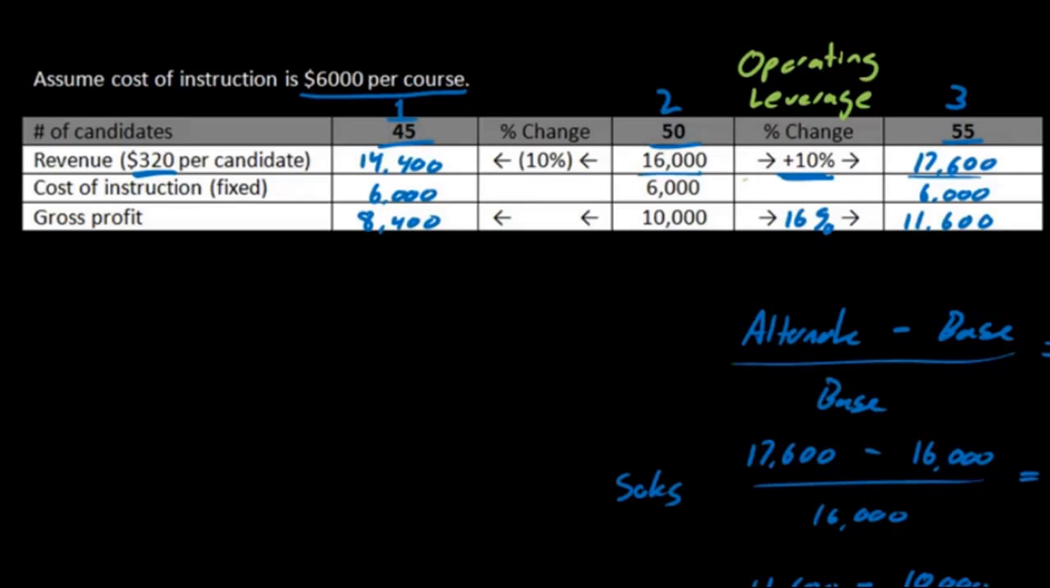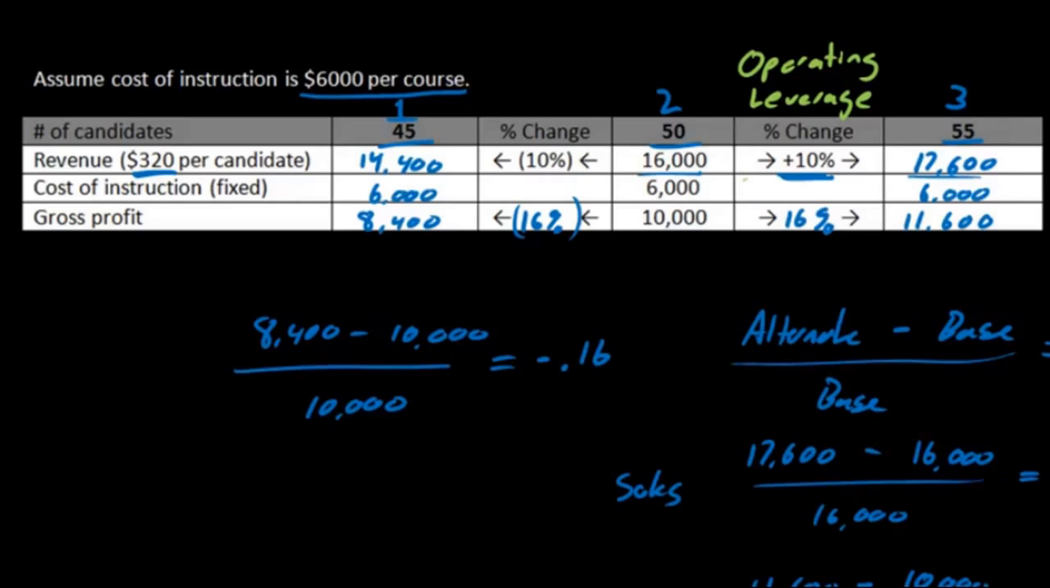So we know that this is a 10% drop in sales, right? Let's figure out what the drop in gross profit is, and it's going to be the alternate, which we know is 8,400 minus the base, which is 10,000, divided by the base, which is 10,000 again. And that gives us minus 0.16, or negative 16%. So a 10% decrease in sales led to a 16% decrease in gross profit.